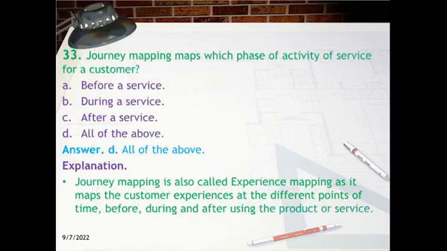33. Journey mapping maps which phase of activity of service for a customer? Before a service, during a service, after a service, all of the above. Answer: D. All of the above. Explanation: journey mapping is also called experience mapping as it maps the customer experiences at the different points of time, before, during, and after using the product or service.